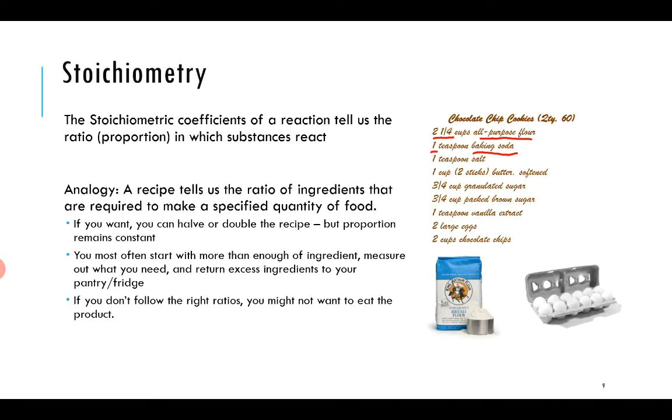So if you want to double this recipe, you have to double everything. If you want to cut this recipe in half, you have to cut all the values in half. And you don't add everything you buy from the store. You will have leftovers and you'll put those back in the pantry, back in the fridge, wherever. Just follow those ratios. And so in chemical reactions, we follow those ratios.